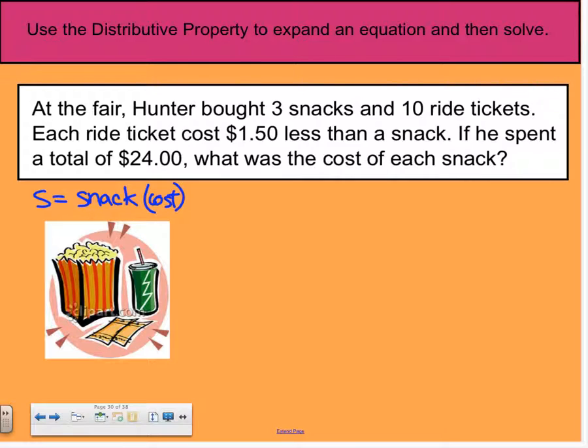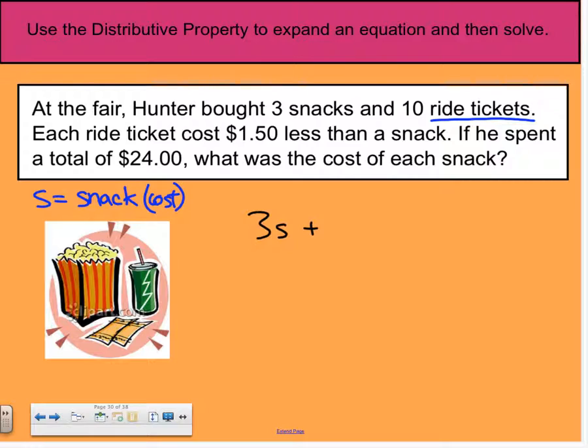3 snacks. How do I represent 3 snacks? 3S. Very good. So I've got 3S, and what do you think and is going to represent? Adding. Very good. All right. 3S and then we've got 10 ride tickets. But we don't know what the ride tickets are, do we? And do we want to make another variable?